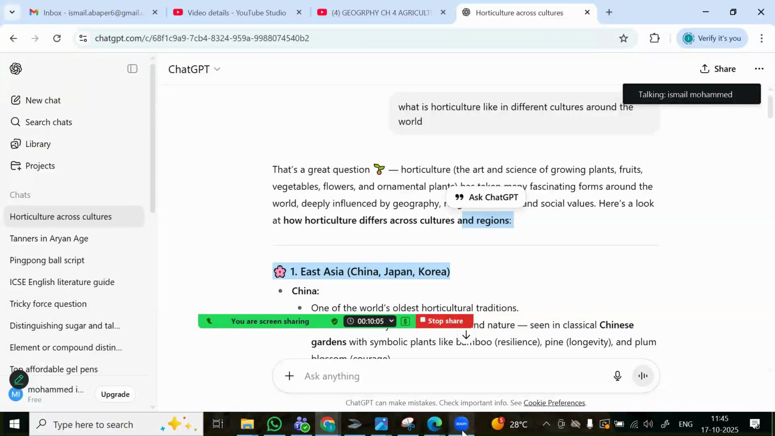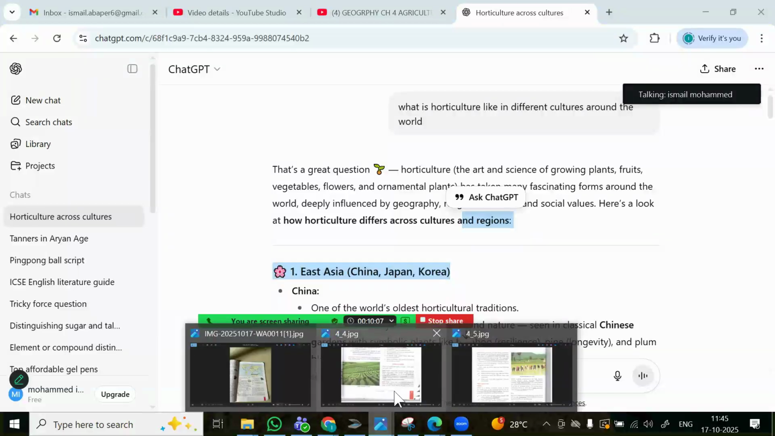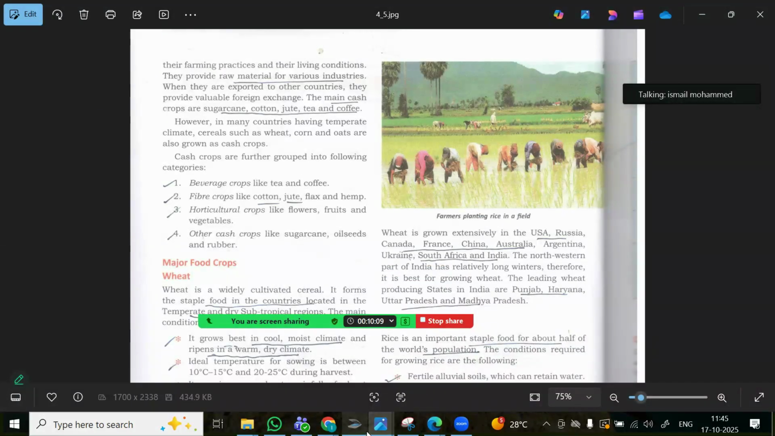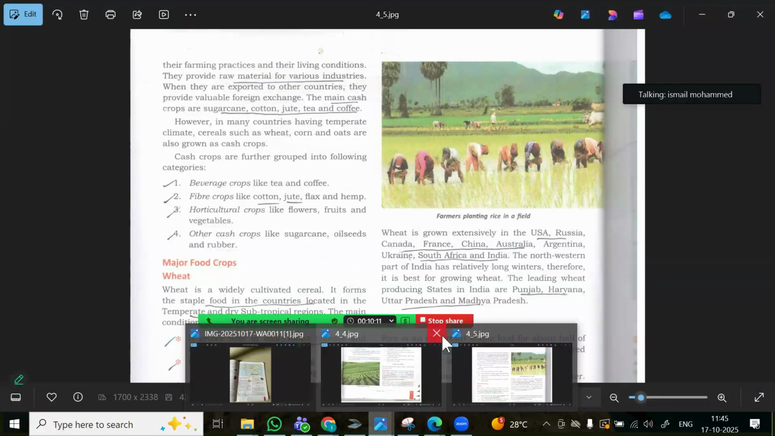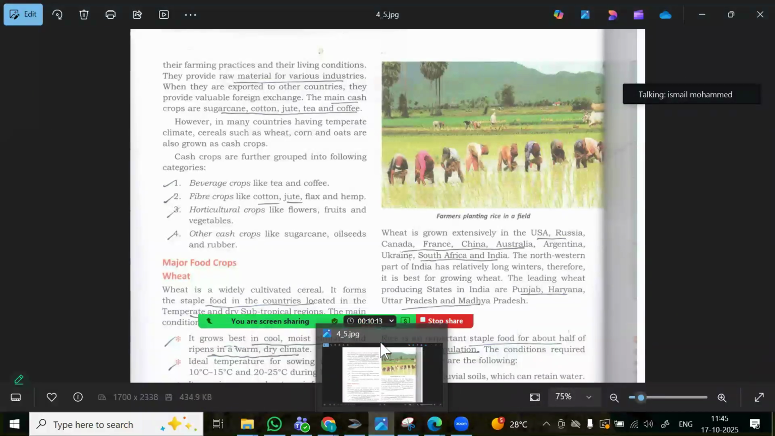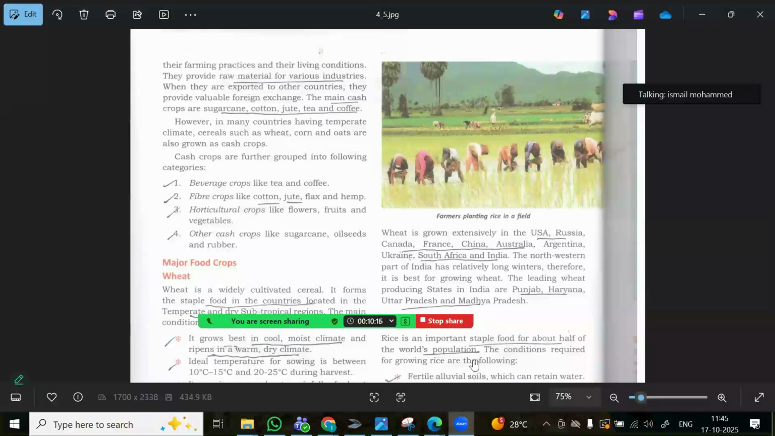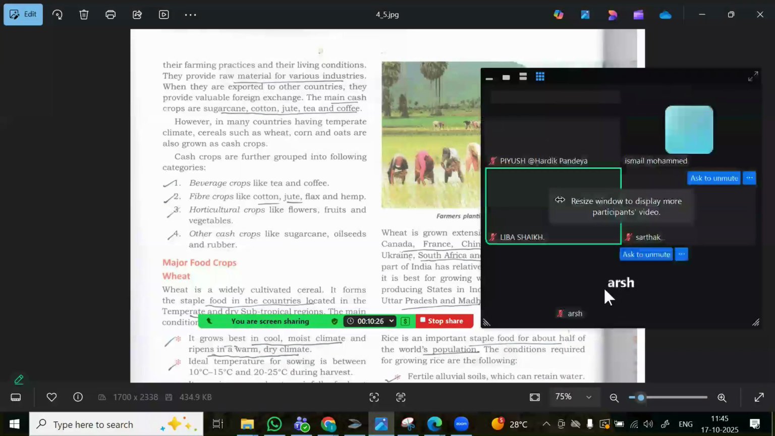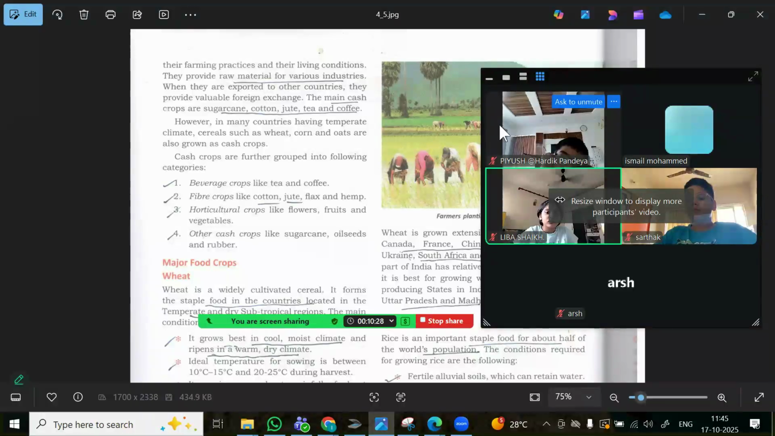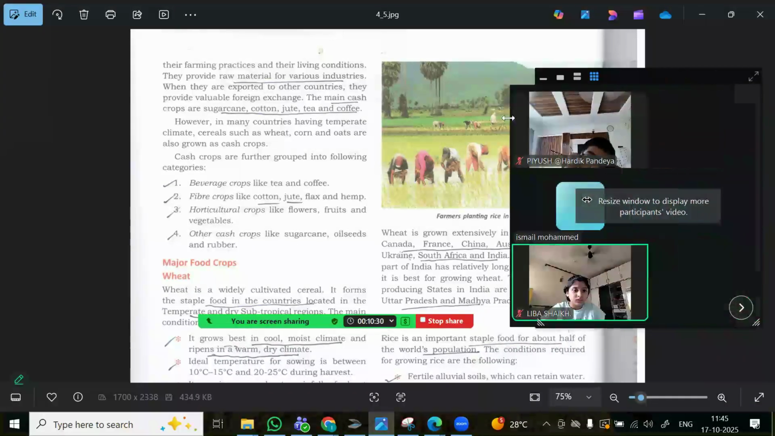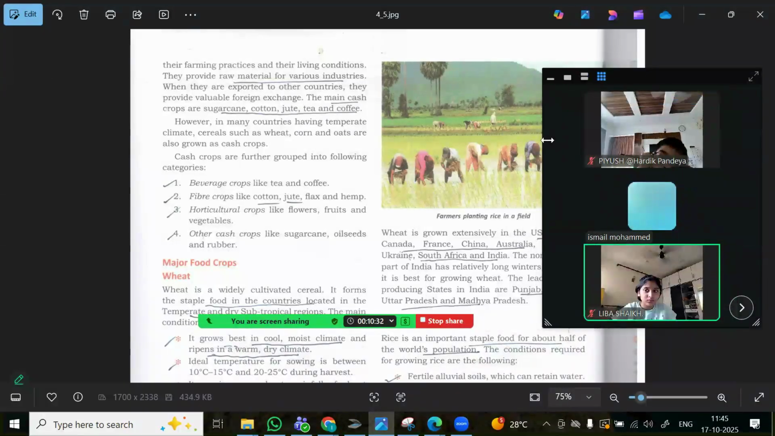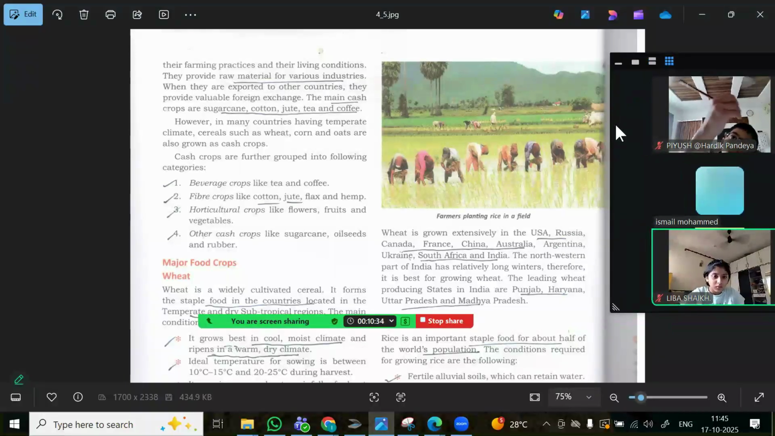Okay, and where are we? This is right. I will close this, whatever is done, so it will not confuse me. Okay, so that is horticulture. I can't see you again. Yes, I can see you now.